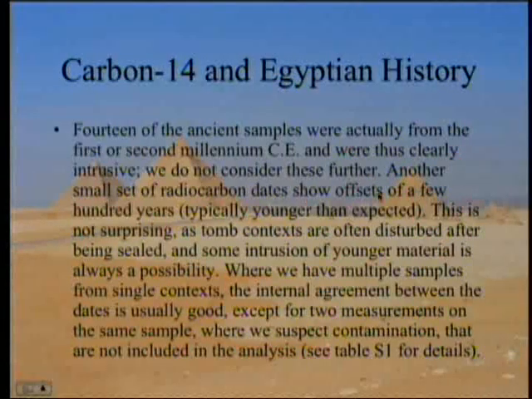Another small set of radiocarbon dates show offsets of a few hundred years, typically younger than expected. And they basically write this off as tomb contents are often disturbed after being sealed, and so some grave robber dragged in a seed accidentally with him, and that's why it gives you a younger material. Where we have multiple samples from single context, the internal agreement between the dates is usually good, except for two measurements on the same sample where we suspect contamination that are not included in the analysis, and see table S1 for details. And if you want to find out exactly which ones those were, you can go to that supplemental material and dig through their massive table.